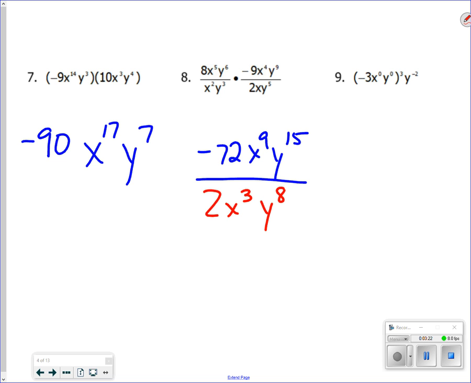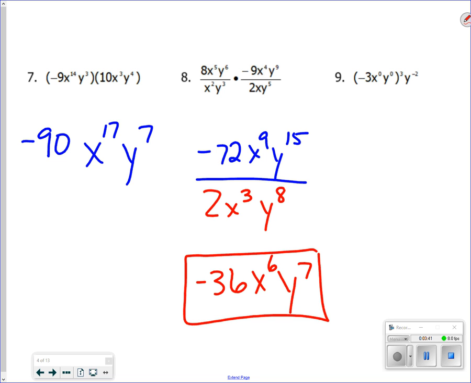Now let's deal with the fraction. Negative 72 divided by 2 is negative 36. Now that is a negative number, not a negative exponent, so be careful there. X to the 9th over x to the 3rd makes x to the 6th. You're going to subtract the exponents. And then y to the 15th over y to the 8th makes y to the 7th. Again, I'm going to subtract the exponents.